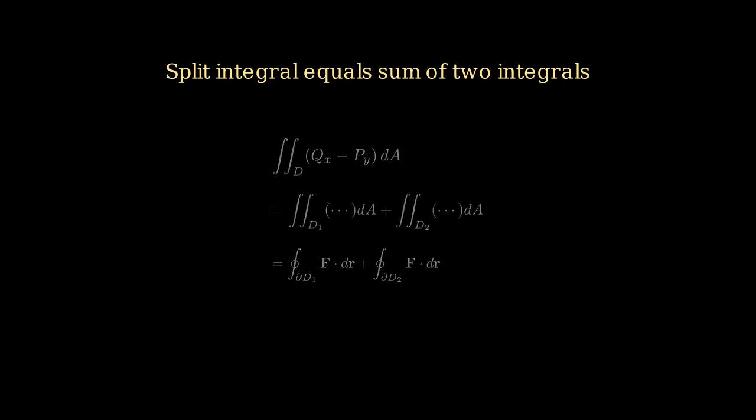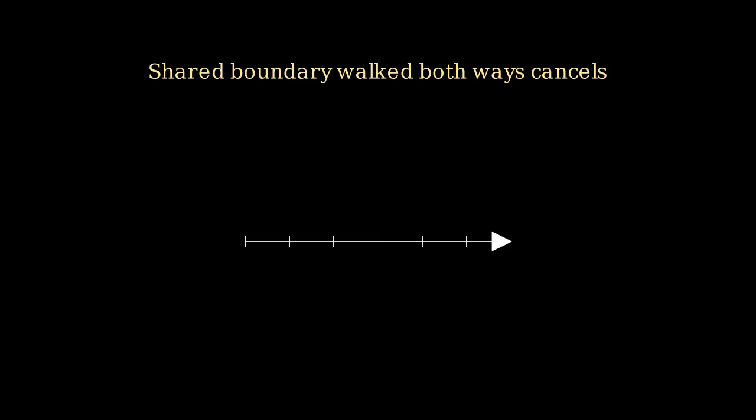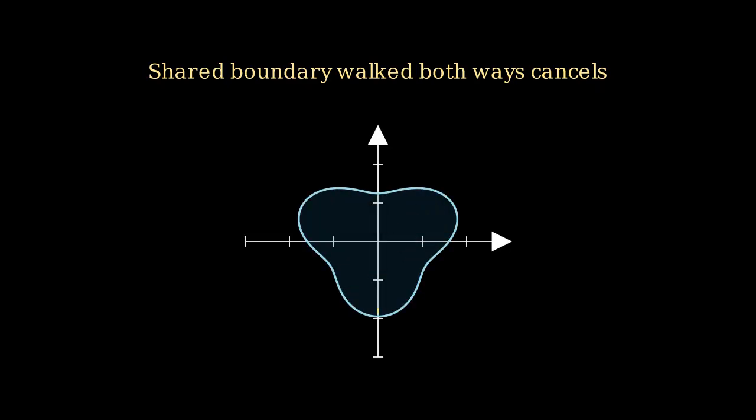Picture walking around piece 1. You walk along that dividing line in one direction. Then picture walking around piece 2. You walk along that same dividing line, but in the opposite direction. Because line integrals depend on direction, the integral over the shared boundary in direction 1 equals the negative of the integral over the shared boundary in direction 2, so these two contributions exactly cancel.